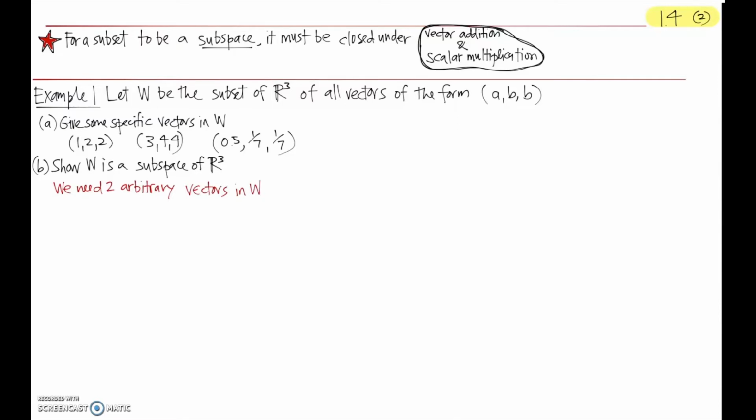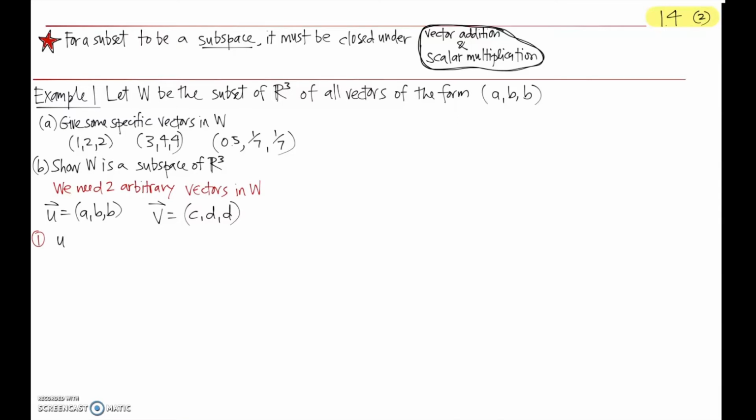And so one way to do this is to say, okay, here's a vector U, and we can't give it specific numbers, but we can say that U is this, A, B, B. And then there's another vector V, which, well, we don't want to use the same letters because that would say that they're two equal vectors. So it has to be another arbitrary vector. And in this case, we'll say, okay, V is C, D, D. Follows the pattern. It just happens to be some two other arbitrary numbers. So our first job is we're going to show that W is closed under vector addition.